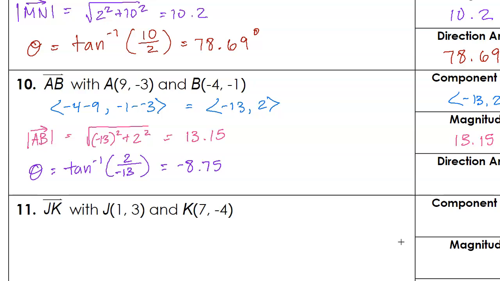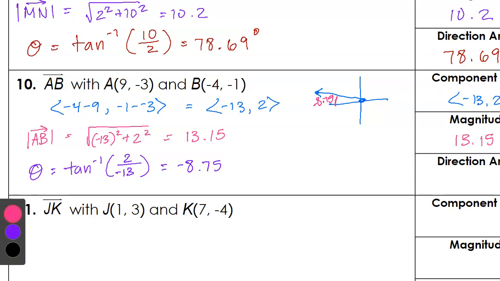So we have to think about every single time you're finding a direction angle, you have to think about where the angle or the vector is located. Negative 13, 2. It is here. The negative 8.75. Every time we have a negative angle, it is an angle going clockwise. So this negative 8.75 is actually this angle going clockwise from the x-axis.